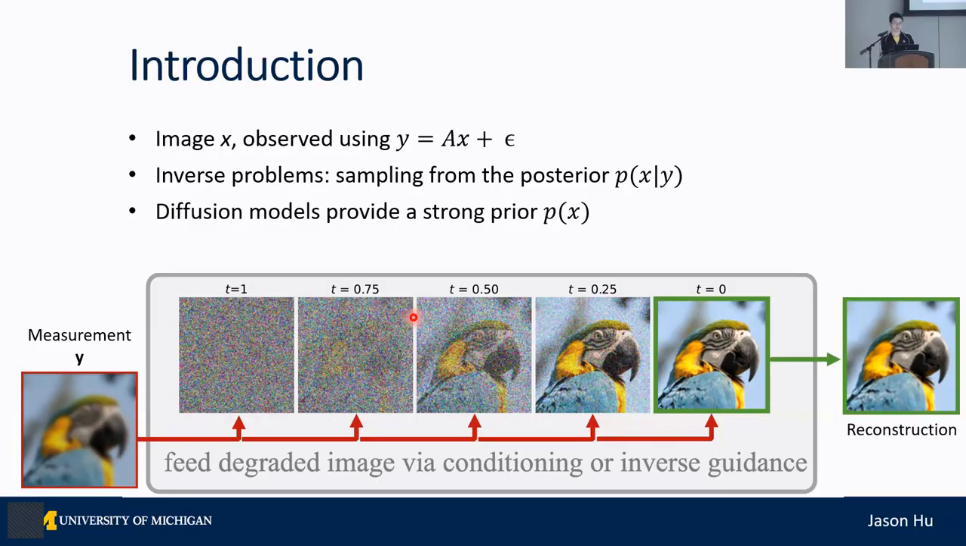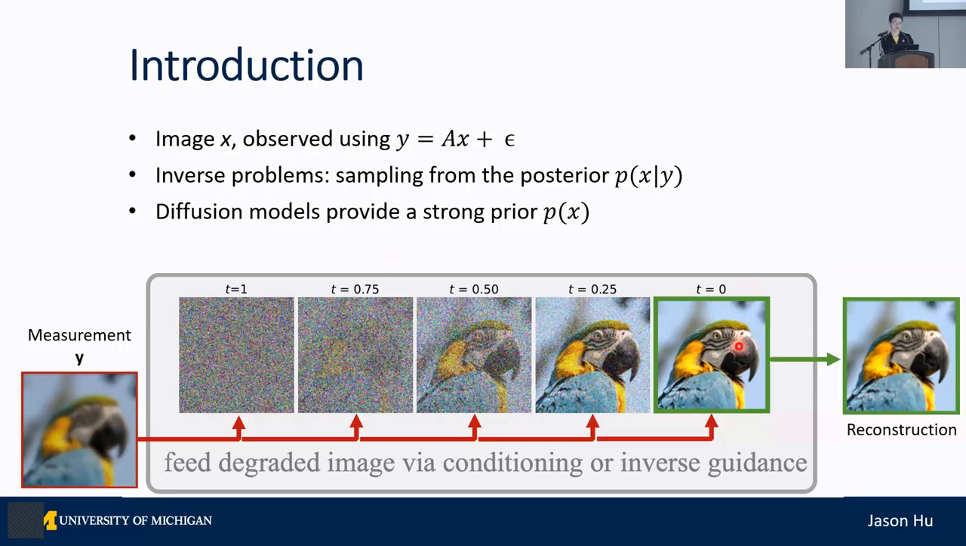And roughly speaking, the pipeline for using diffusion models to solve an inverse problem first consists of the diffusion process, which is this generative process where we start at t equal to 1, which is pure noise, and then gradually, in an iterative way, we denoise the image and eventually obtain a clean image, which is t equal to 0.